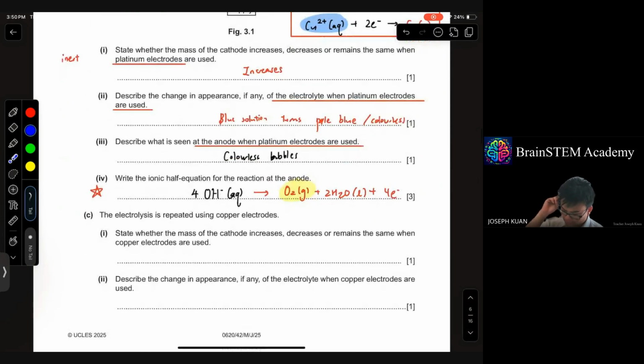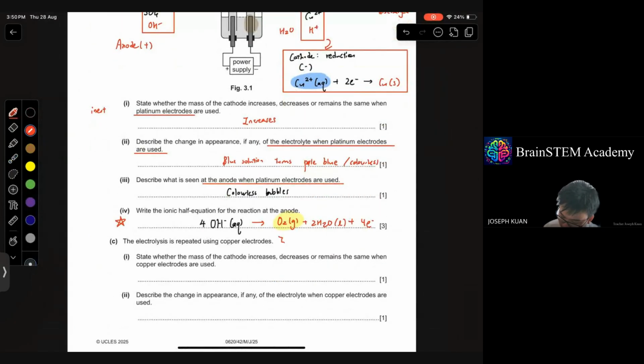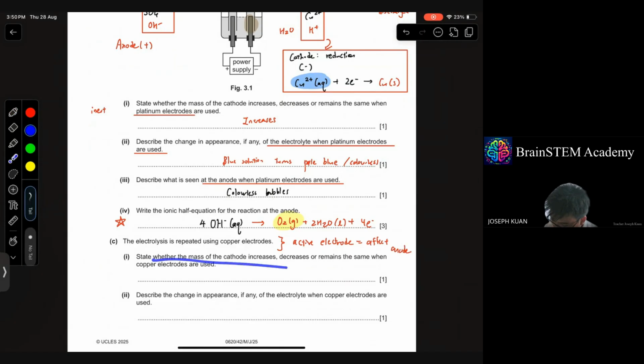Next, the electrolysis is repeated using copper electrodes. Now, copper electrodes are now active electrodes. That means they will start to affect the anode. So now, state whether the mass of the cathode increases, decreases, or remain the same when copper electrodes are used. Now, as we mentioned earlier, it doesn't affect the cathode. It only affects the anode. Therefore, we will still be having the same exact reaction where the mass will increase.